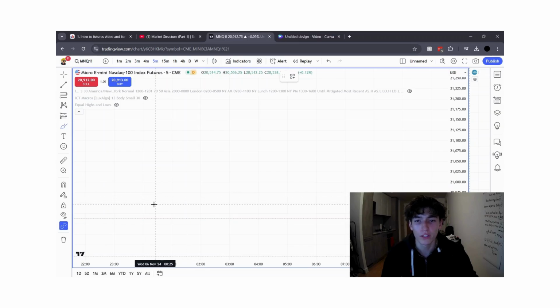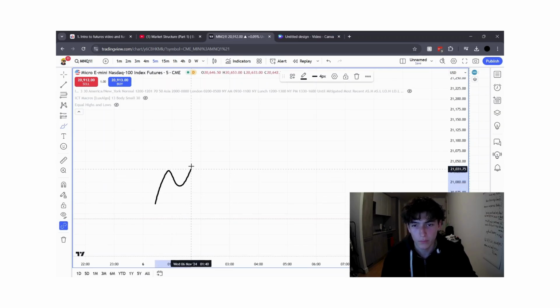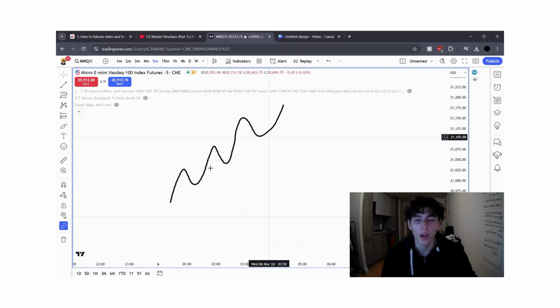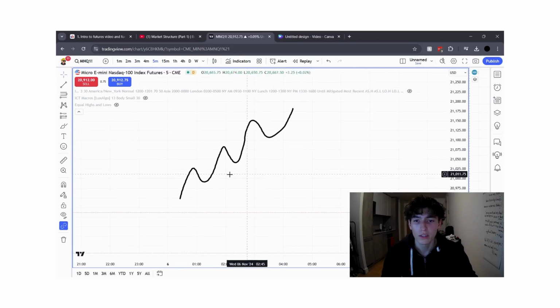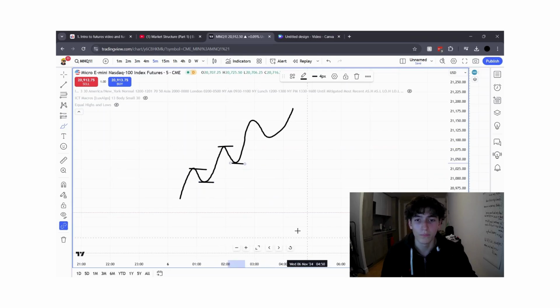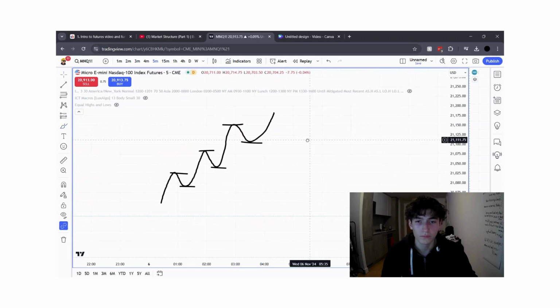to know if you're in a bullish market, it's basically going to look like something like this. Now, why is this considered a bullish trend? Well, because as you can see, it's making highs, making a low, and then it makes a higher high and a higher low. And here as well, makes a higher high and higher low.